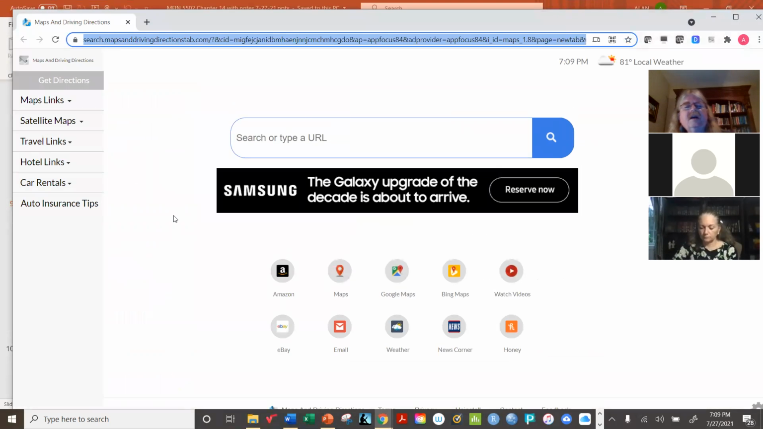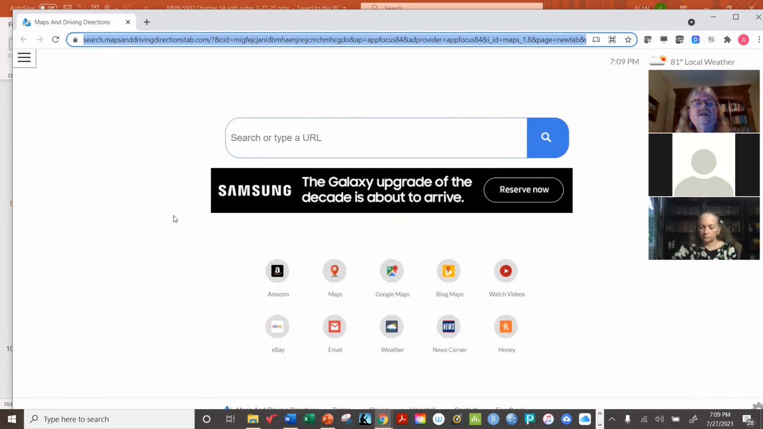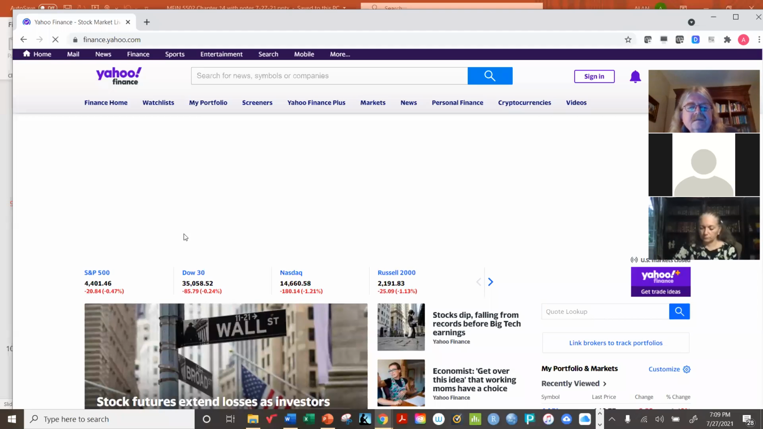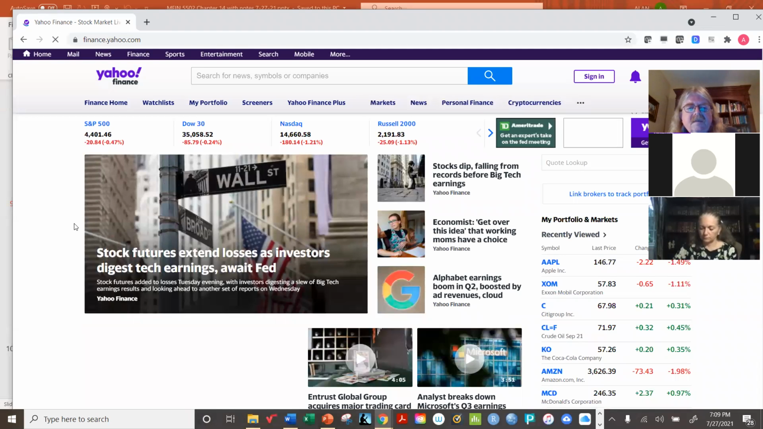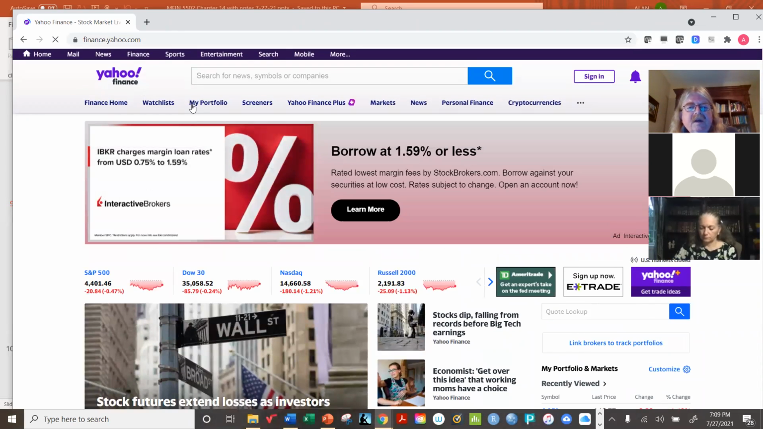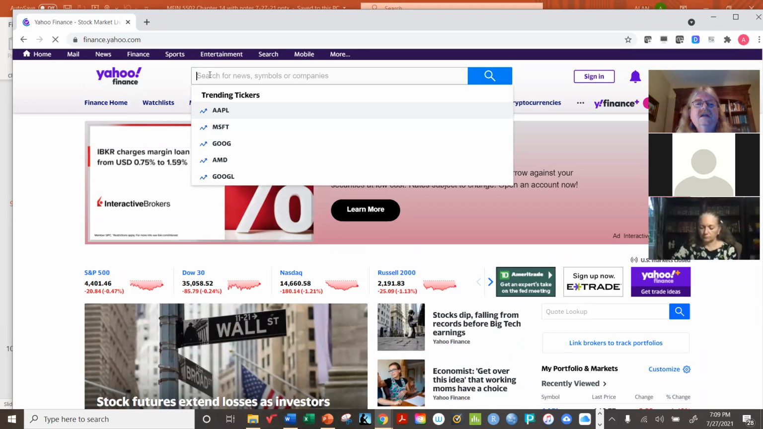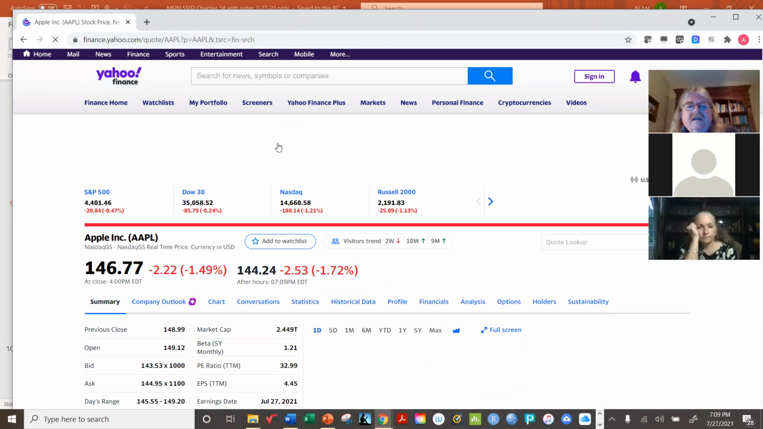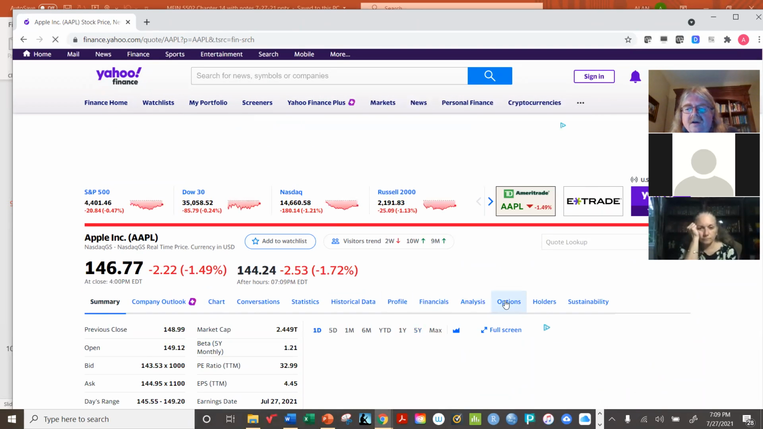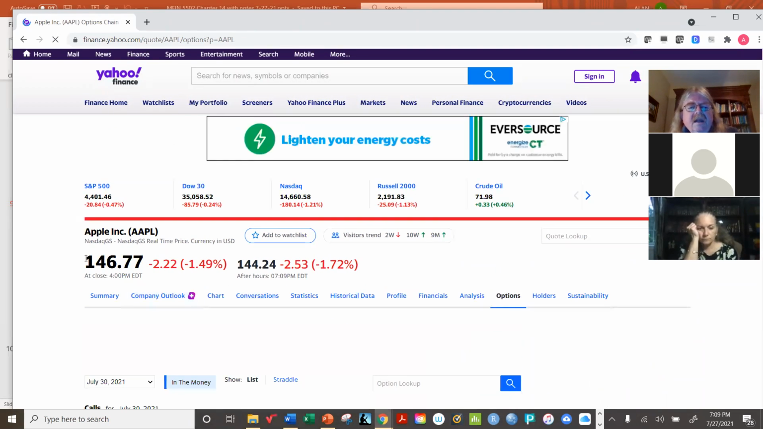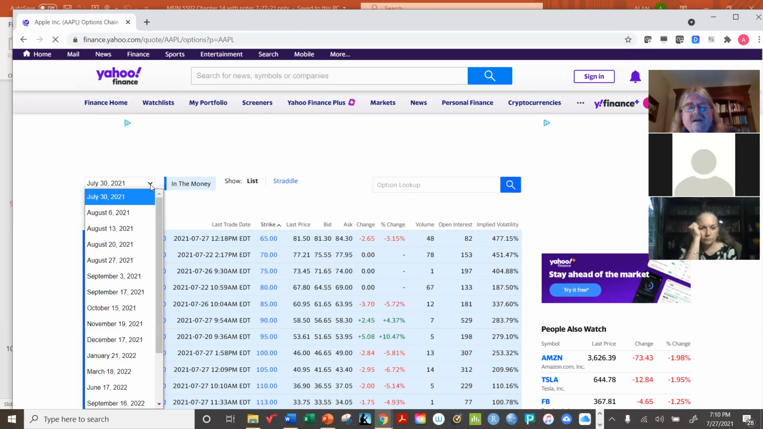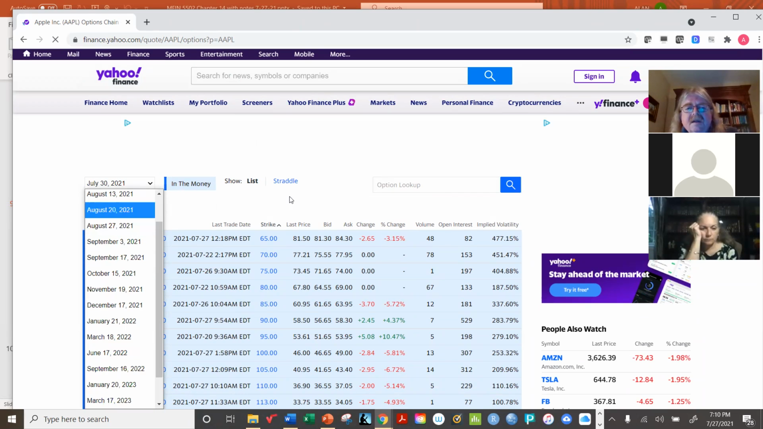Now, I think we may have already looked at some examples of this. We can go out onto the internet. Let's start with finance.yahoo, and we can go look at a stock. I think it may have been Apple that we looked at. So here you'll see under the options category, these are the options that are available to us in the market. This date here is the expiration date, and you can see there are many of them to choose from.